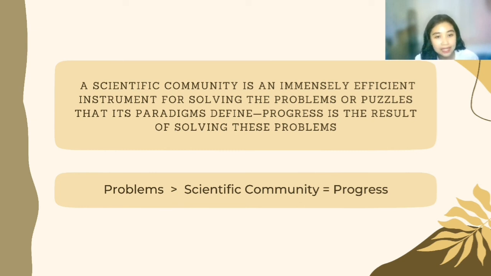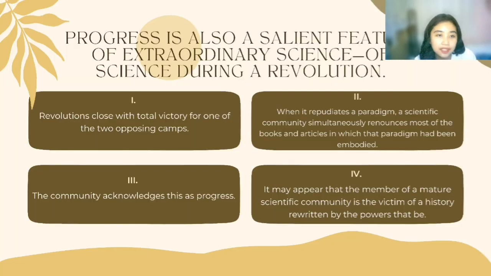According to Kuhn, it is the incompleteness and imperfection of the existing data-theory fit that define the puzzles that characterize normal science. If, as Popper suggested, failure to fit were grounds for theory rejection, all theories would be rejected at all times. Progress is also a salient feature of extraordinary science during a revolution.